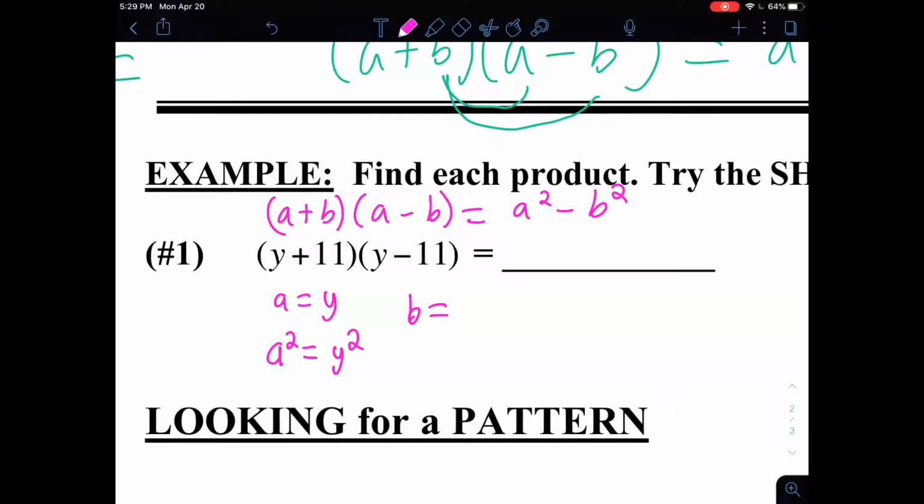B is going to be what? 11, which means b squared is going to equal, what's 11 times 11? 121. So what you should have gotten for an answer should have been y squared minus 121.